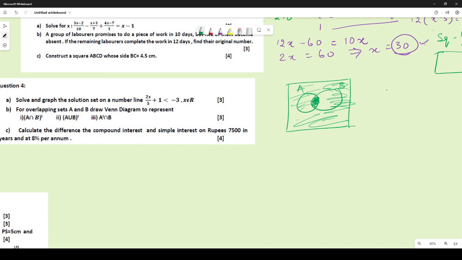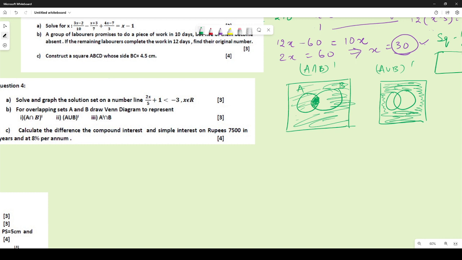Now A union B complement. What will be A union B over here? Everything that is included here and this part. Everything other than A union B, this will be A union B complement. This would be A intersection B complement, where this part you are not supposed to shade.